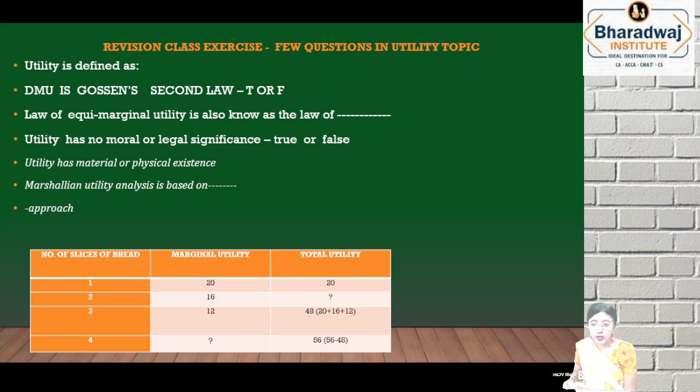Utility has material or physical existence. True or false? All these are true or false. For fill up, I have given the dash, no? Done? Very good. Exchange.